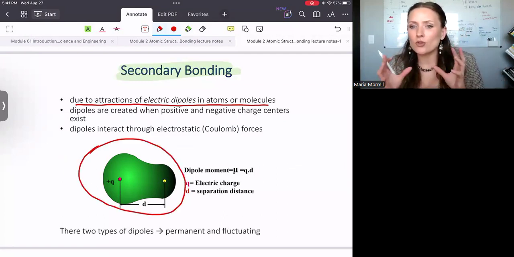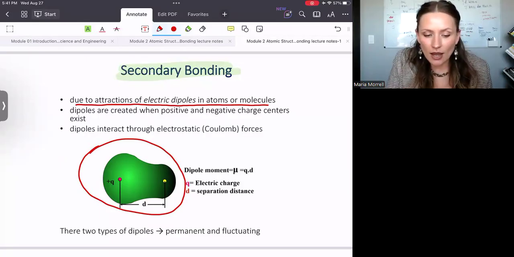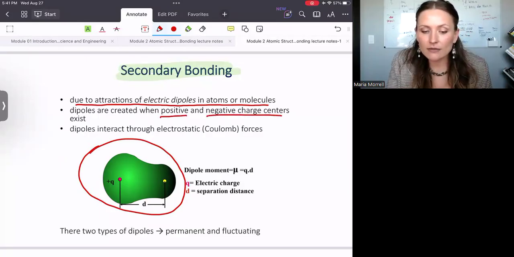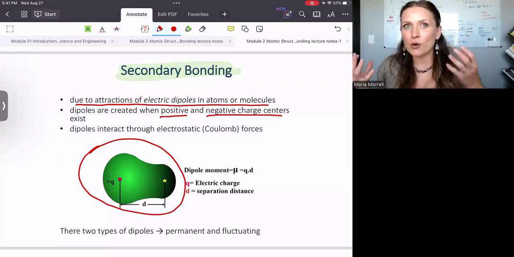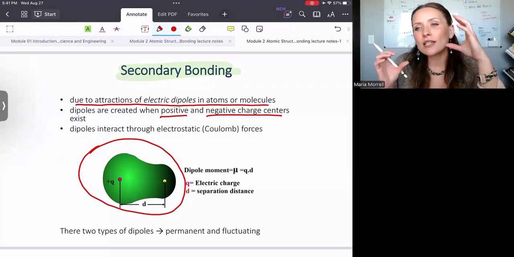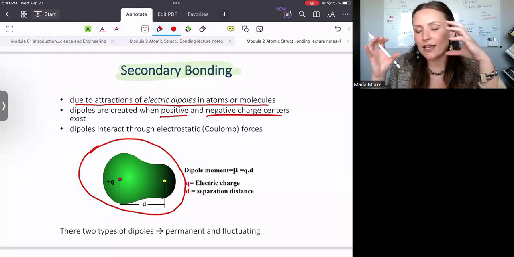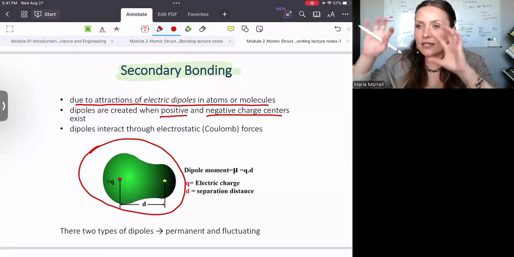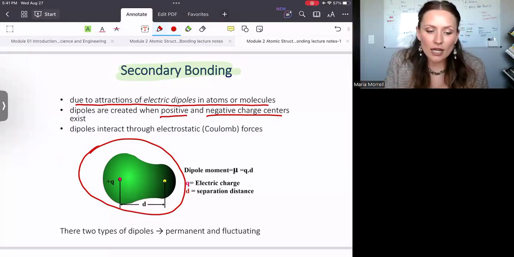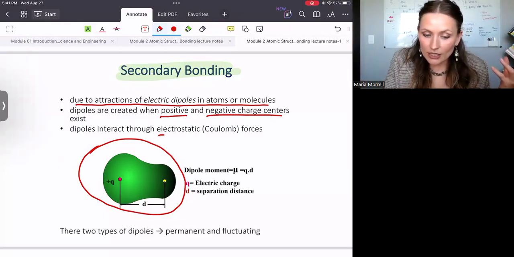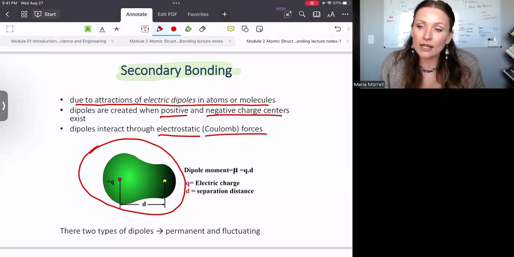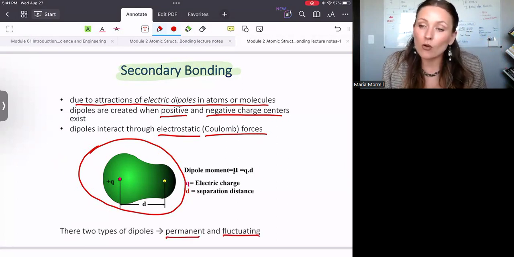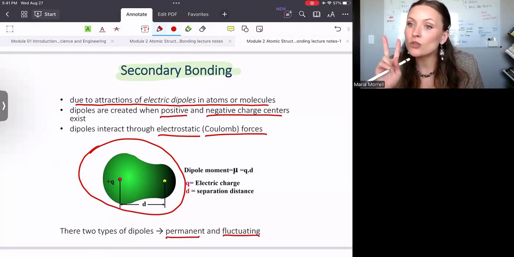For the dipole to occur, you basically need to have a positive and negatively charged center, right? Usually you have a negative pole and a positive pole. And one of the ways to think about it, it's like tiny magnets coexisting. And of course, if you have plus minus, they will be interacting with each other and they will interact through electrostatic, or we also know those as Coulomb forces, right? Now, one thing to keep in mind is that those dipoles can be either permanent or fluctuating, right? There are two different types.